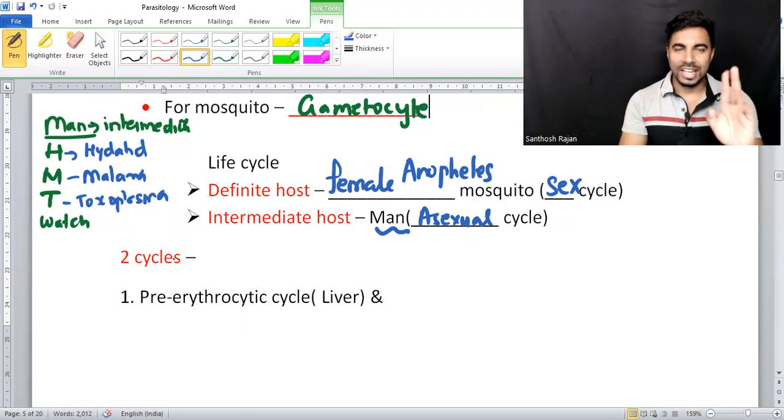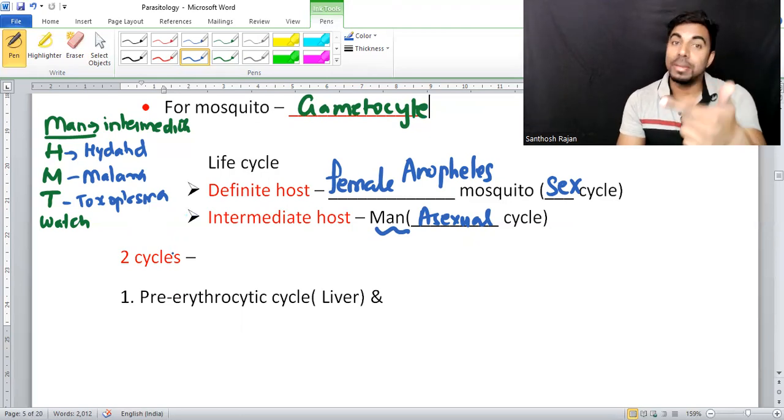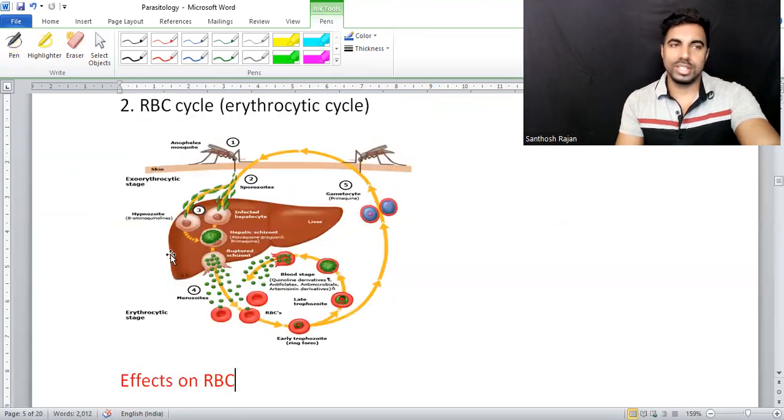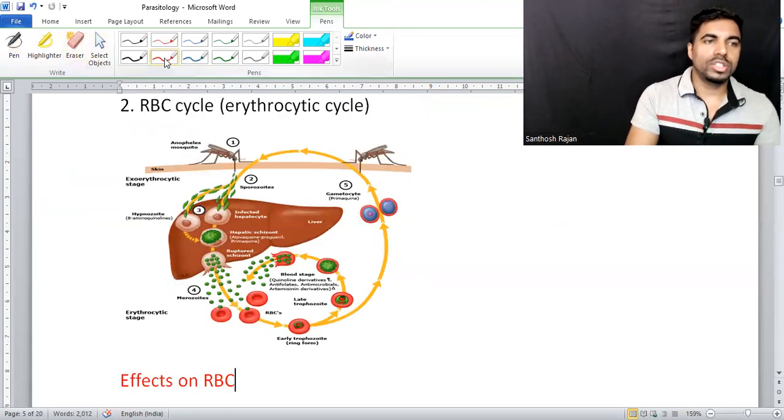Now, the cycle. There are two cycles. When plasmodium enters inside the body, what happens? It has first the liver cycle, that is the pre-erythrocytic cycle, and another one is your RBC cycle. The cycle happens inside the RBC. Okay, so let's go to the picture. This picture will explain everything.